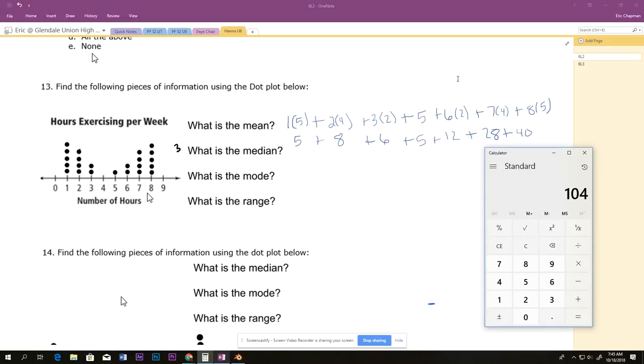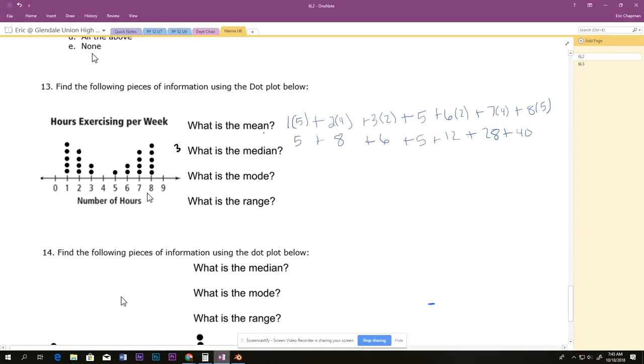And how many dots were there? 1, 2, 3, 4, 5, 6, 7, 8, 9, 10, 11, 12, 13, 14, 15, 16, 17, 18, 19, 20, 21, 22, 23. So we're going to take 104 and divide it by 23, and we get 4.52 as our mean. So our mean is 4.52.